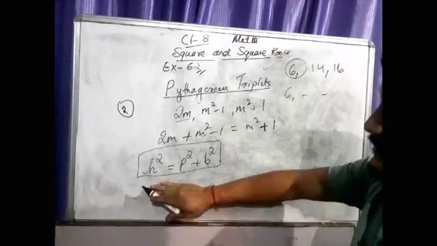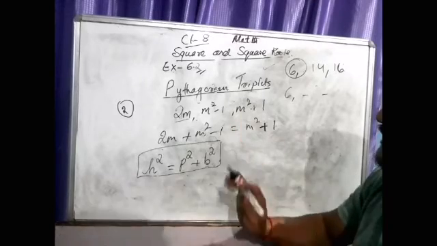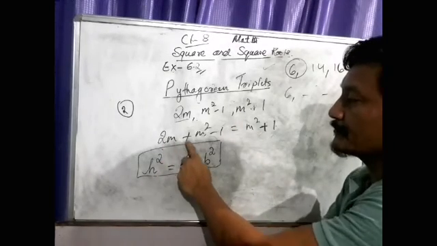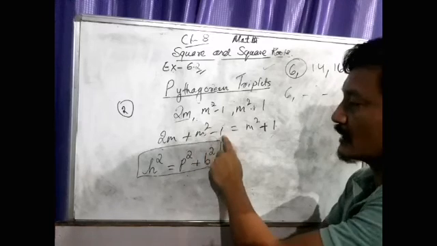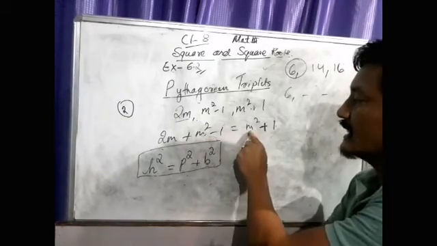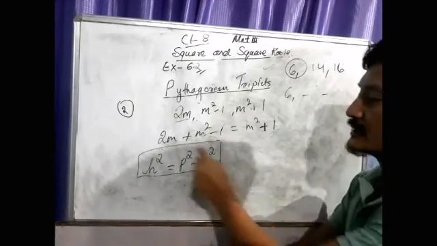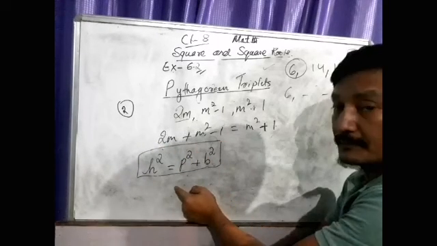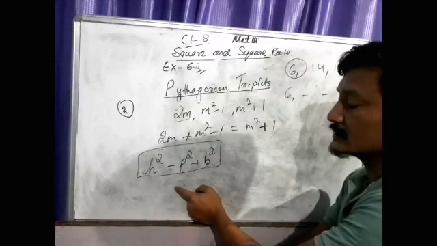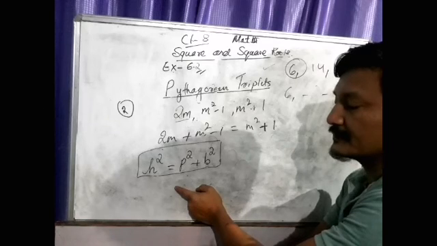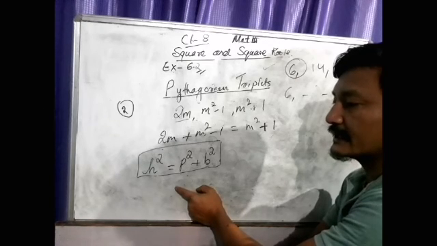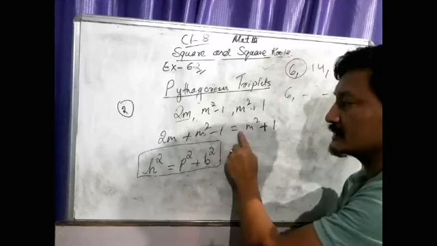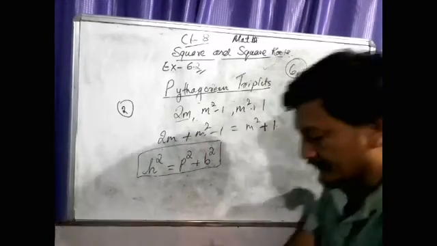So the same way you follow it here: if you add 2m plus m square minus 1, you get m square plus 1. Okay, so you can relate this with the Pythagorean formula that we have been using for a right angle triangle. So 2m, m square minus 1, and m square plus 1.